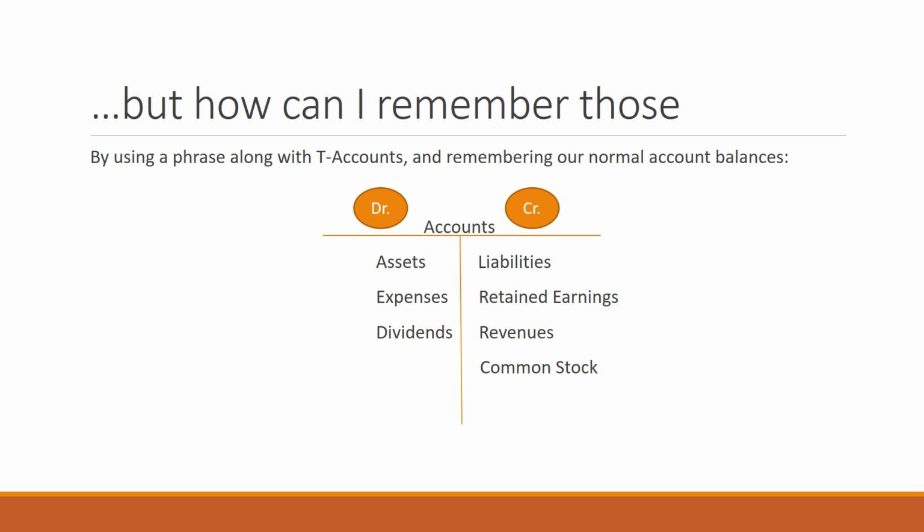On the other side of the T account, liabilities have a normal credit balance and they are increased with a credit entry. Retained earnings have a normal credit balance and are increased with a credit entry. Revenues have a normal credit balance and are increased with a credit entry. And common stock have a normal credit balance and they are increased with a credit entry. And finally, the phrase, "After eating dinner, let's read raunchy comics."